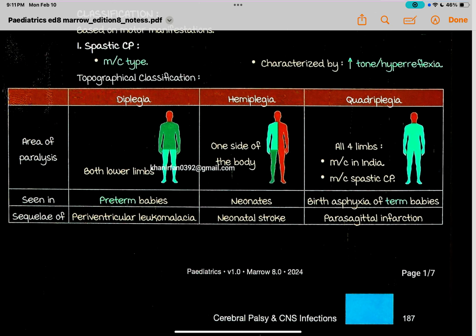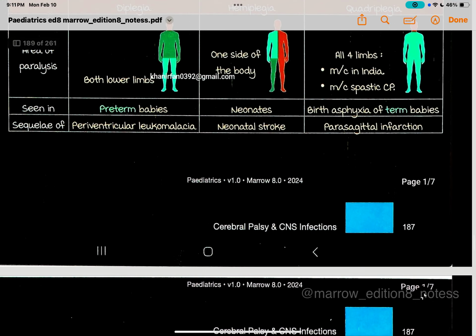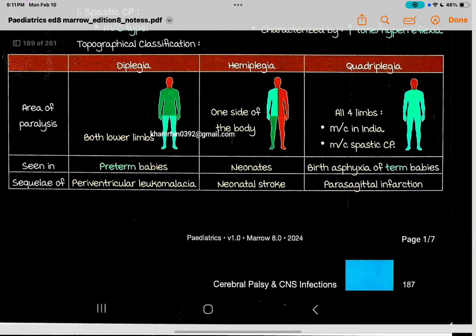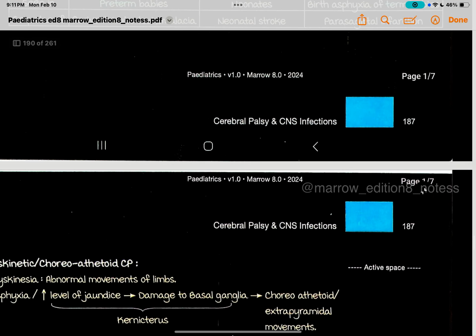Sequelae of periventricular leukomalacia is diplegia. Sequelae of neonatal stroke is one side of the body. Parasagittal infarction is quadriplegia.